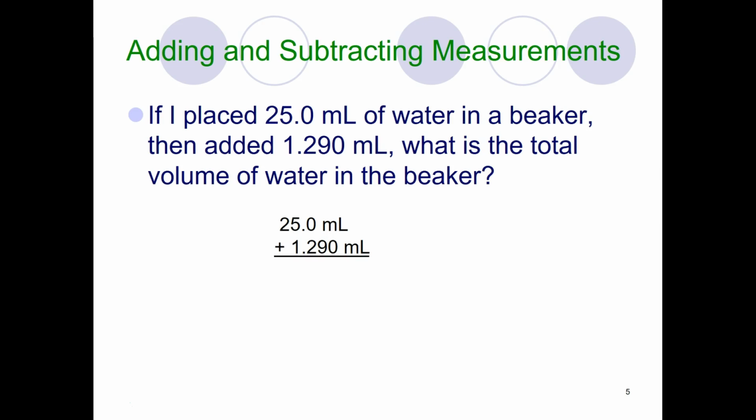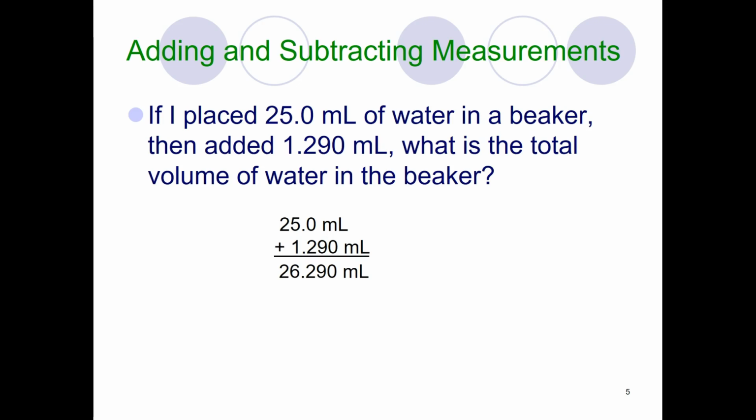So I'm going to take 25.0 plus 1.290. This is what I get. Again, I didn't change how math works. Following the rule, we would look at the first number and count how many places to the right of the decimal point. So 25.0, 1 place after the decimal point. 1.290, so 290, that's 3 numbers after the decimal point. So the first measurement has 1, the second one has 3. Which number is smaller, 1 versus 3? 1. So our answer should only have 1 place to the right of the decimal point.